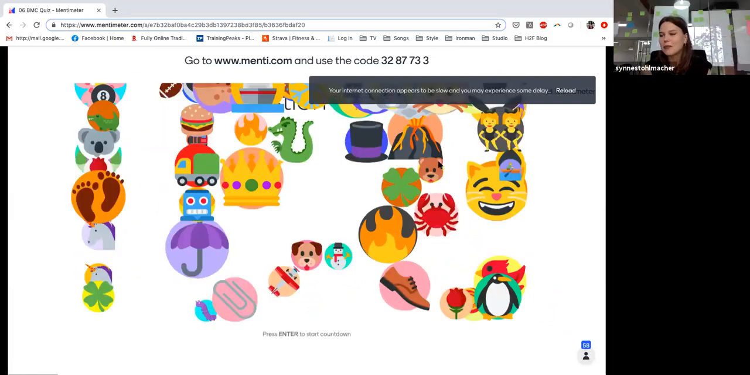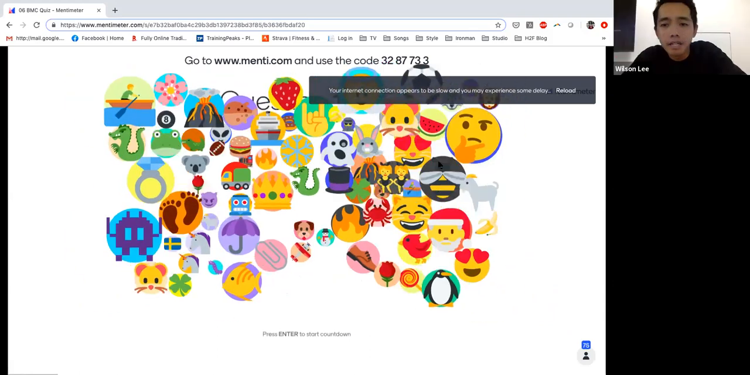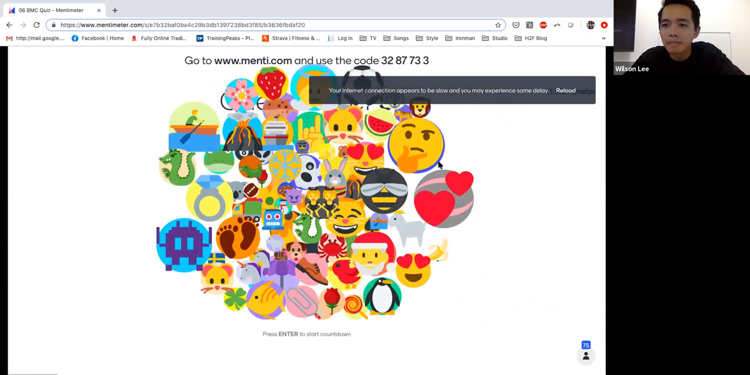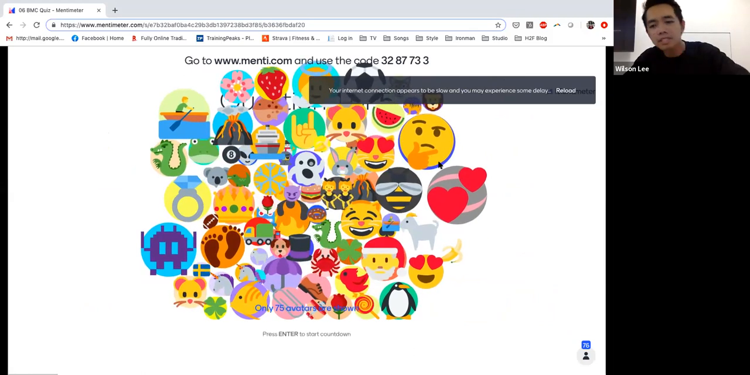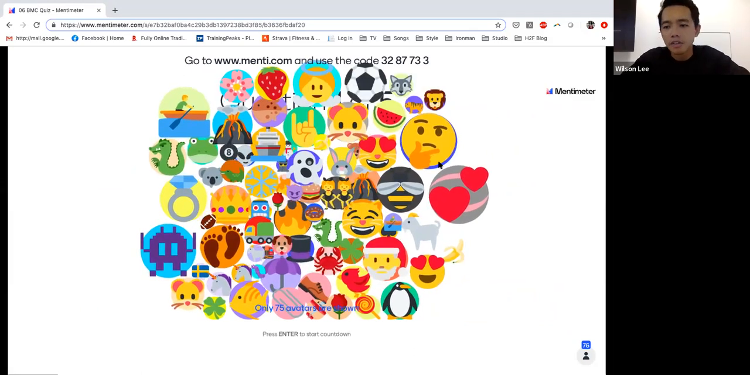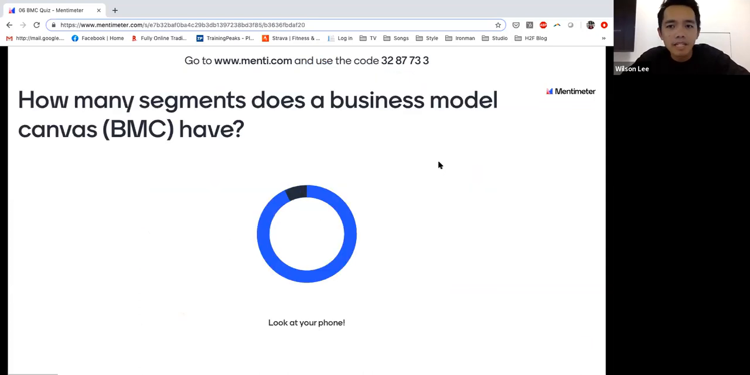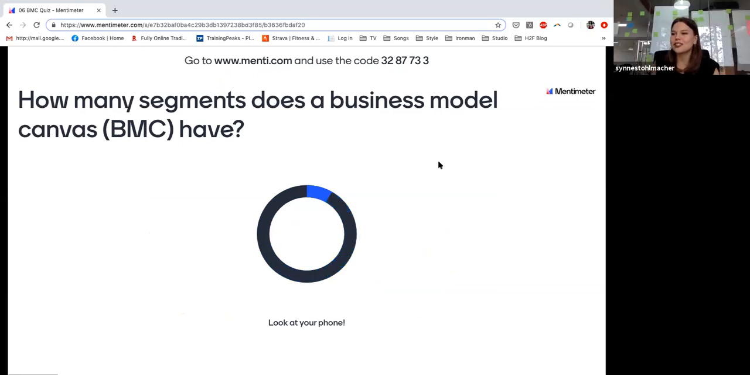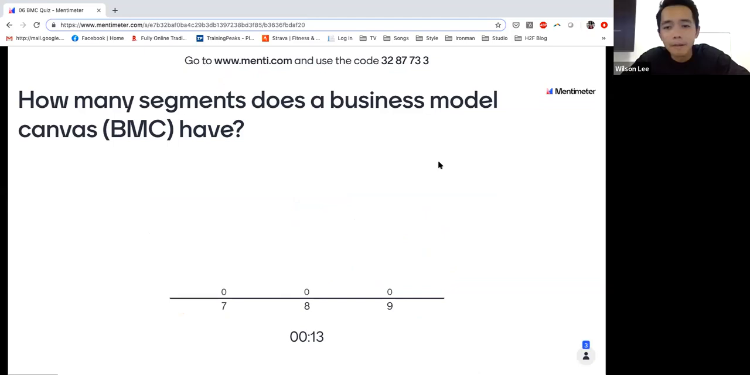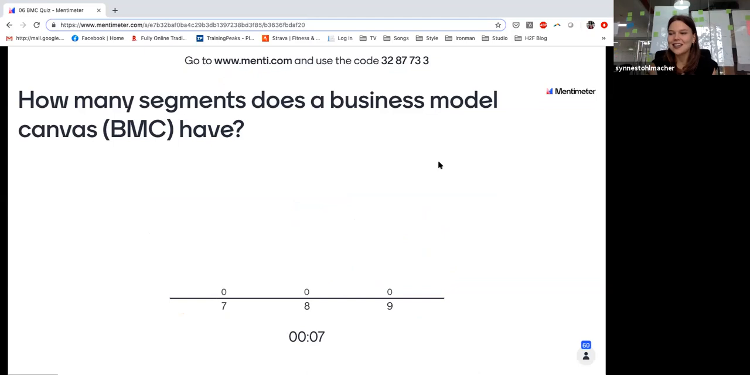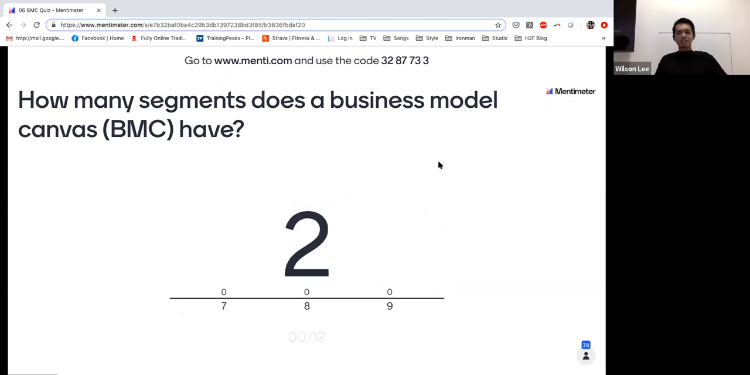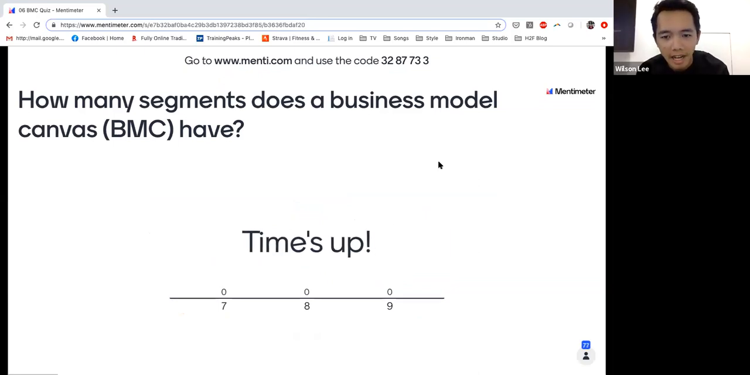Nothing is wrong. All right, we have 5 questions about the BMC that will, now that Cinna's given you a long download about what the BMC is, I'm sure most of you would know what it is. So first question, very easy. Answer fast, get more points. How many segments does a business model canvas have? Were you counting just now? 7, 8, or 9. I wonder how many people are guessing and how many people actually know. 7 sounds like a good number, I think. But the answer is 9.